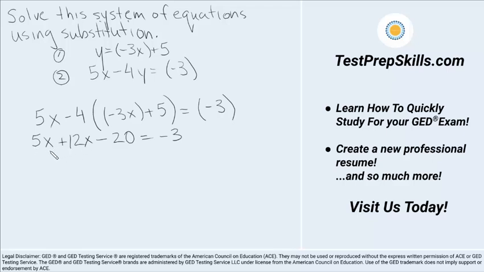So we can go ahead and combine those. So we have 5x plus 12x. That's going to give us 17x. Okay? And that's minus 20 equals minus 3.